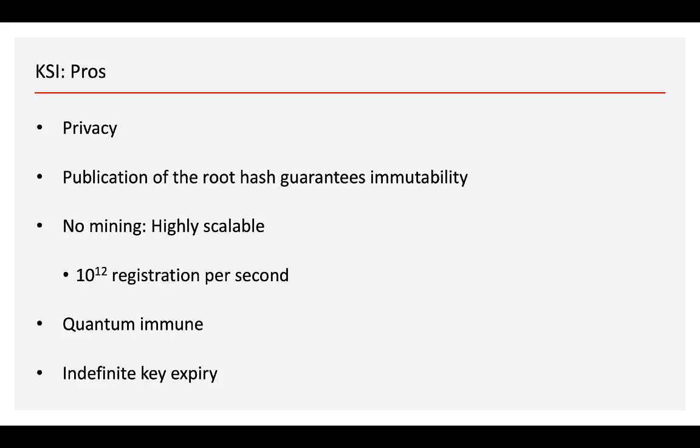So they do actually 10 to the 12, which is basically a million million, which is a billion registrations per second. The hash is quantum immune, and there is no notion of key expiry, because there is no key, so to speak, to keep. So when you do a registration of a document or something, you get a token, and the token is basically the complementary hashes in the hash tree.